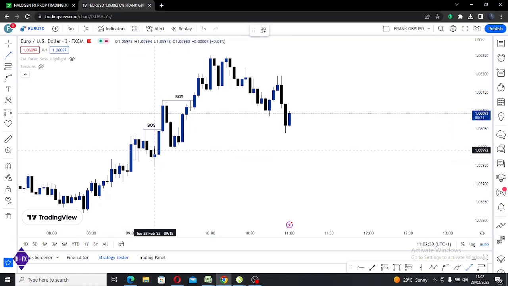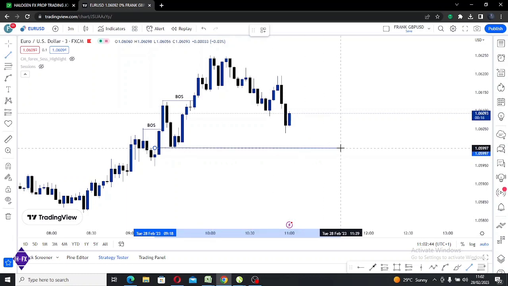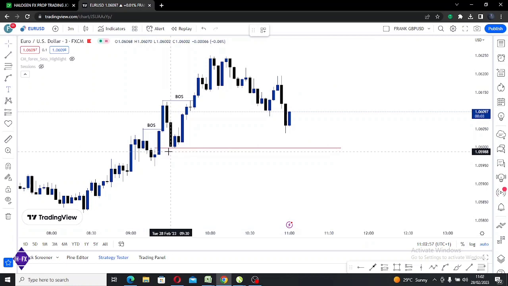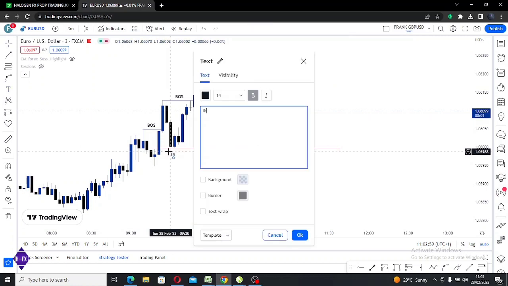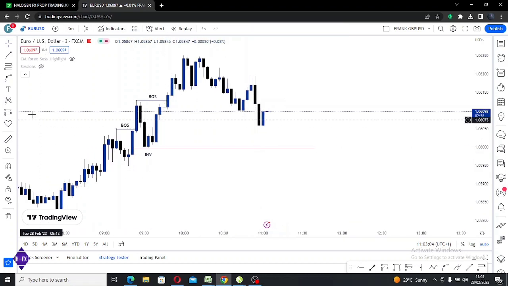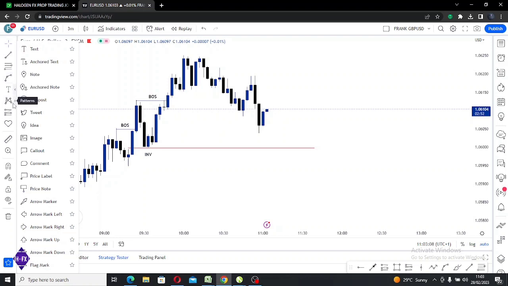So that turns out to be our mitigation, which leaves behind our invalidation point. I mostly mark that with a red straight line. So that leaves us with the invalidation point, INV. Then what do I do? I mark the order block that led to the second break of structure. You understand? That's what I will do.